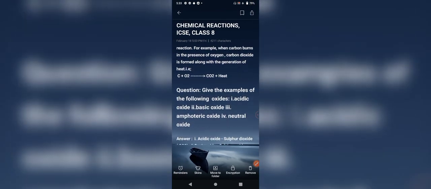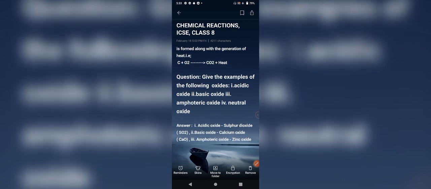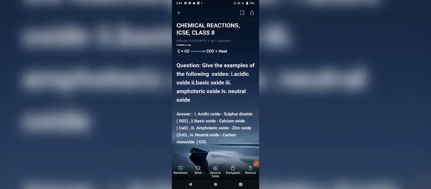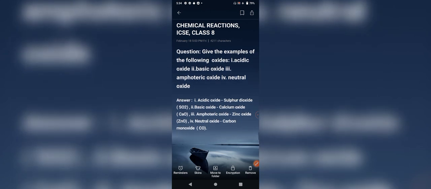Next part, give an example of the following oxides: acidic oxide, basic oxide, amphoteric oxide and neutral oxide. At first, acidic oxide, example sulfur dioxide SO2, basic oxide calcium oxide CaO, amphoteric oxide zinc oxide ZnO, neutral oxide carbon monoxide CO.